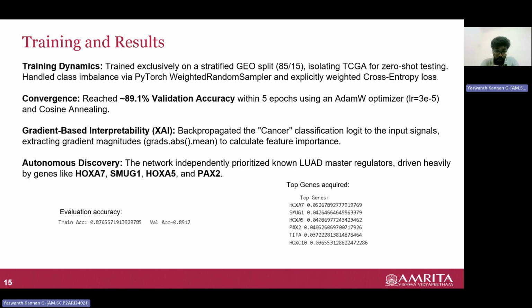These genes are actually known to be associated with lung cancer, and it has been proven biologically and clinically. And we are getting those same genes as the top most influential genes in our lung cancer prediction, which validates the model. It's not only learning to be accurate, it is also learning the biological insights of the classification.